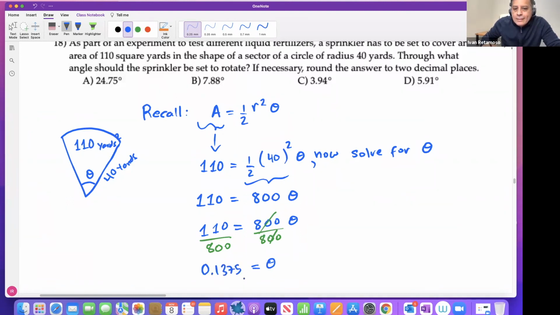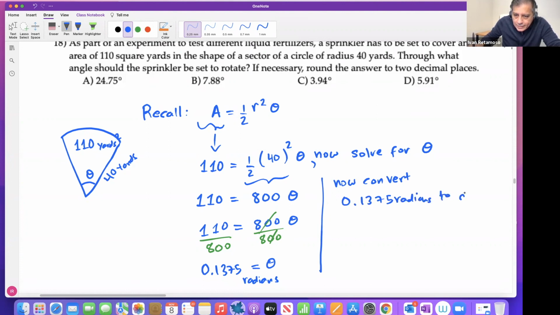0.1375. And this is in radians, right? But now the answer must be in degrees. So now convert 0.1375 radians to degrees, right? How we do that, Professor? Well, we went over a technique, right? It's just this. Pi radians on the bottom, 180 degrees on the top, right?